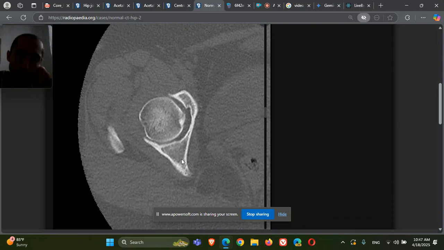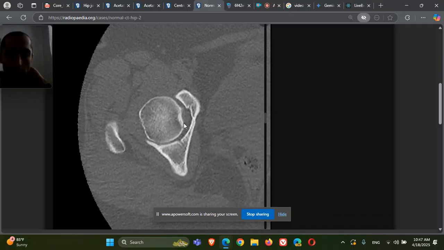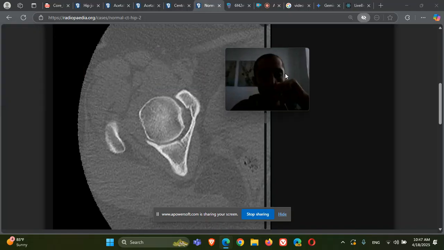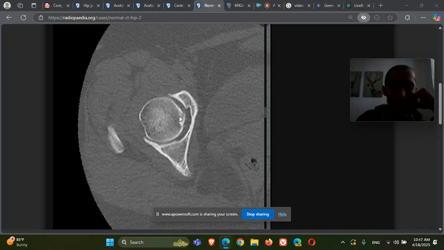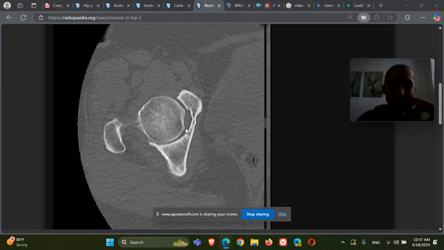so the acetabulum consists again of three bones: iliac, pubic, and ischial bone. This is the ischial spine. Now look at this area. Remember that this imaging is of a normal CT of the hip. So what are you looking at here? Why is there, let's call it a groove right over here? Is it a fracture? The answer is no, there is no fracture.